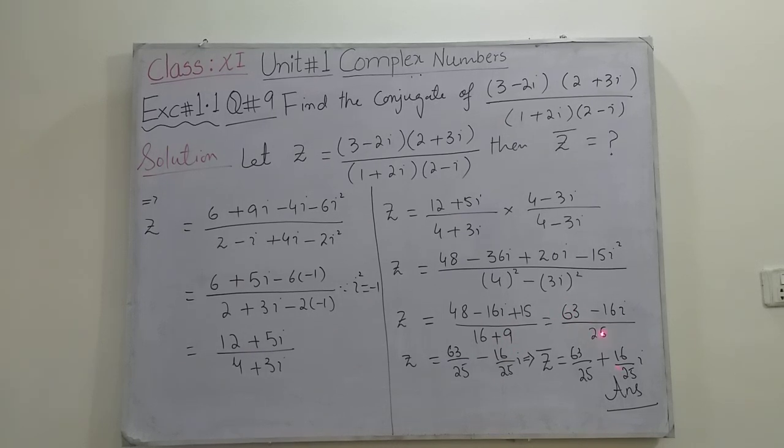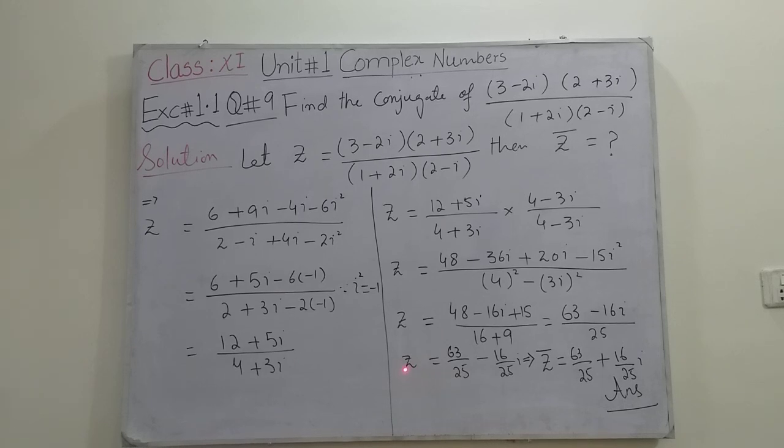Dividing separately with 63 and minus 16 iota, we have z is equal to 63 by 25 minus 16 by 25 iota. Now we have to find its conjugate, so z bar is equal to 63 by 25 and changing the sign of the imaginary part, plus 16 by 25 iota, which is the required answer of the given question.